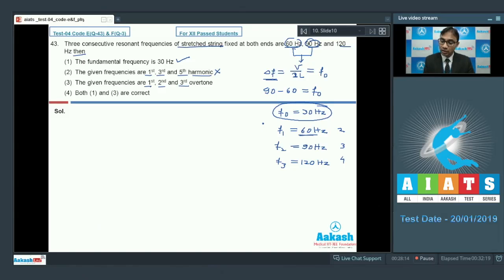Yes, the frequencies are first overtone, second overtone and third overtone. So this is also correct. So from this we can say that our option number 4 will be the correct choice.